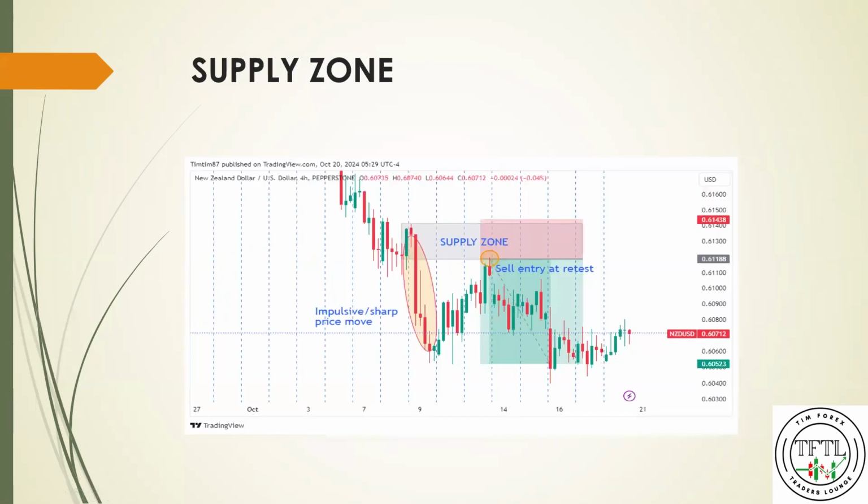So this also is a supply zone. As you can see in this supply zone, at this level, we have the impulsive move or sharp move of the price from this level, and therefore we need to wait for the price to come back to this level again, right? We need to wait for the price to come to this level, and that is where we get our entry.